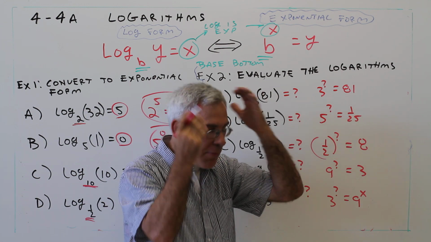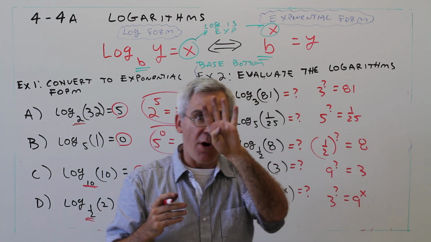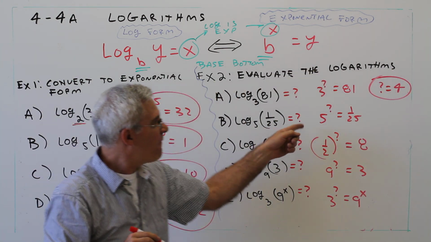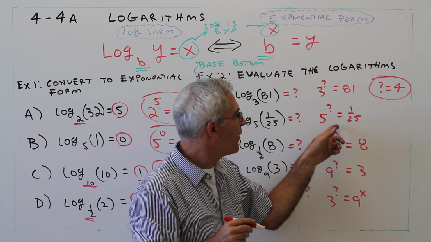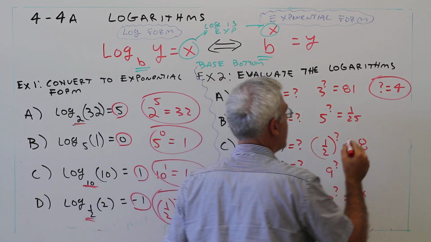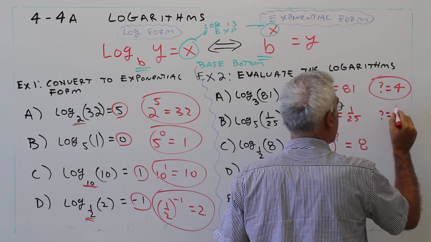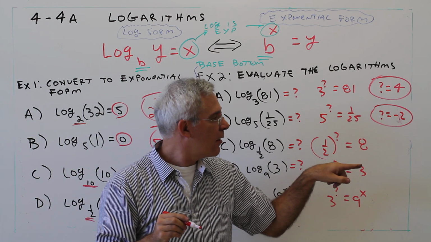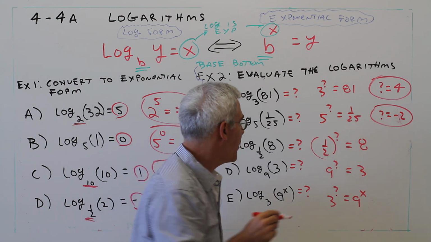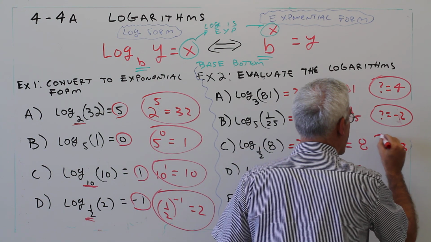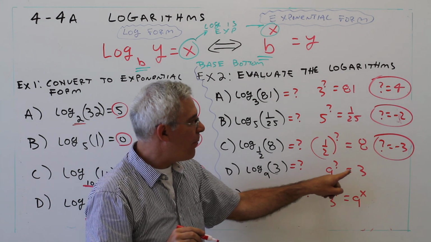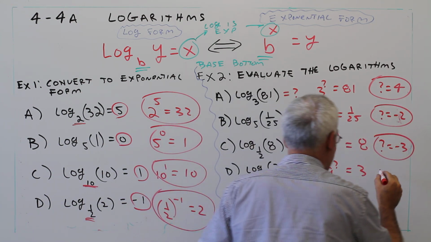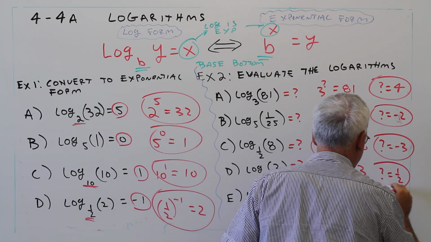All right, so 3 raised to what power is 81? 3 to the 4th. So question mark equals 4. 5 to what power is 1/25? Oh, 5 to the -2. So question mark equals -2. 1/2 to what power is 8? Well, 1/2 cubed is 1/8, so it's going to be question mark equals -3. 9 to what power is 3? Well, the square root of 9 is 3, so that's 9 to the 1/2. So question mark equals 1/2.